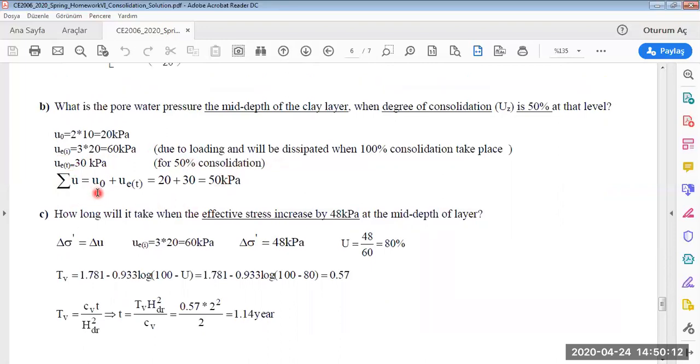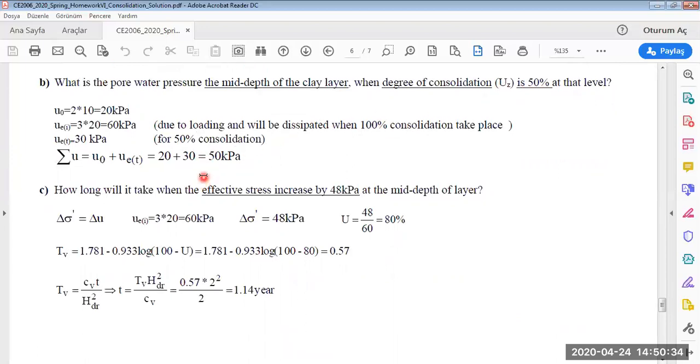So the total pore water pressure for this situation is, this is the initial one, this is the excess pore water pressure at any time during the consolidation, and this is the final pore water pressure at the midpoint of the clay layer for 50% degree of consolidation.